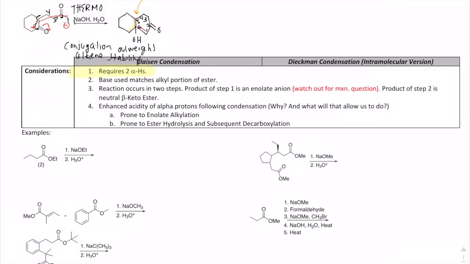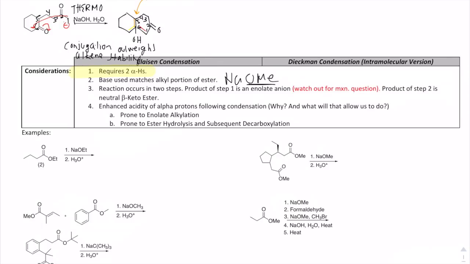The base that is used matches the alkyl portion of the ester. So sometimes we see NaOMe. Well, the OMe section matches the alkyl portion of the ester, so there would be a methyl group attached there. If I saw NaOEt, that means there would be an ethyl group attached there. All right, so those bases just match the alkyl portion of the ester.